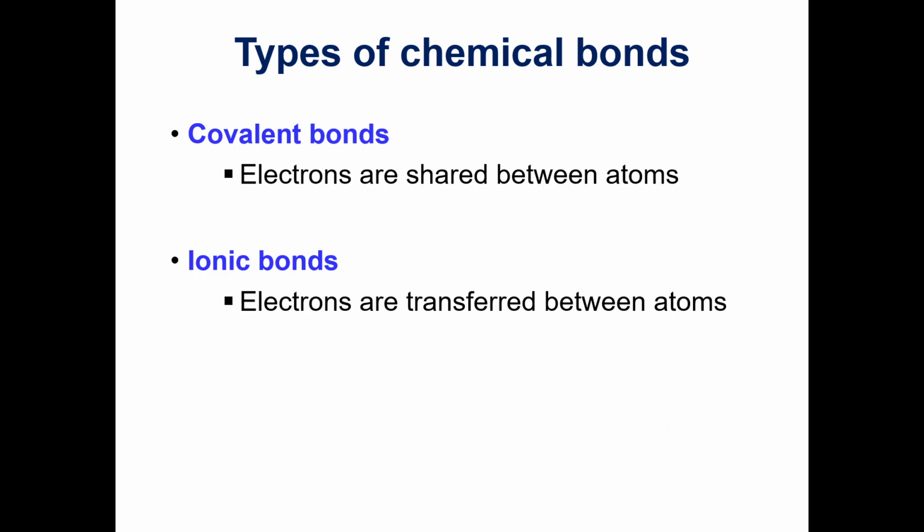So when we talk about compounds and molecules, we have to talk about how those different atoms are held together. So there are 2 different bonds that we will talk about right now. One is covalent bonds, and in covalent bonds, the electrons are shared between the atoms. In an ionic bond, electrons are transferred between atoms. So we end up with one element that has a positive charge and one element that has a negative charge.